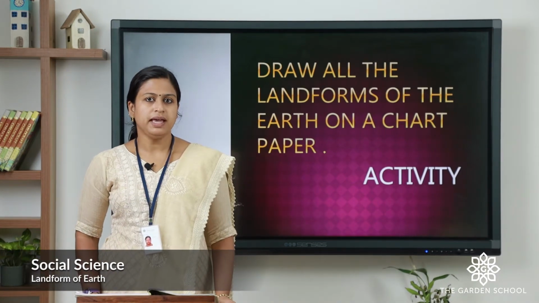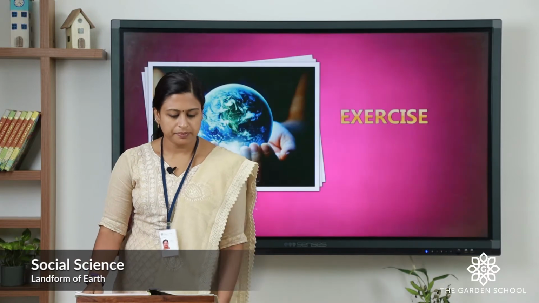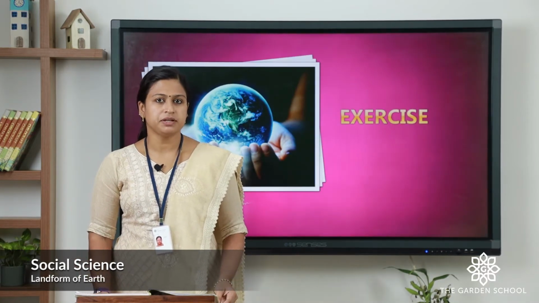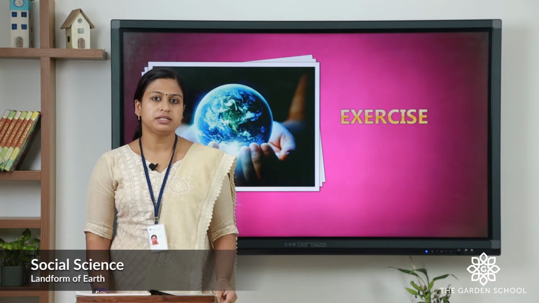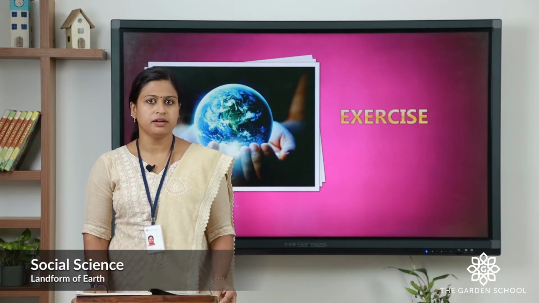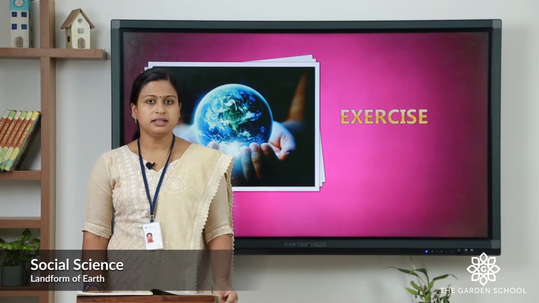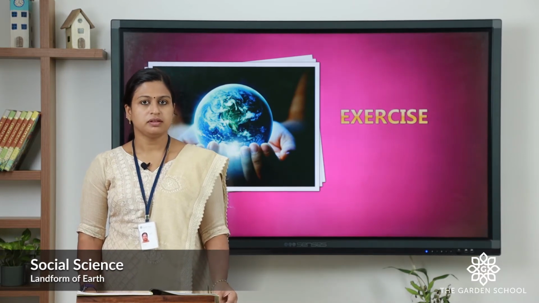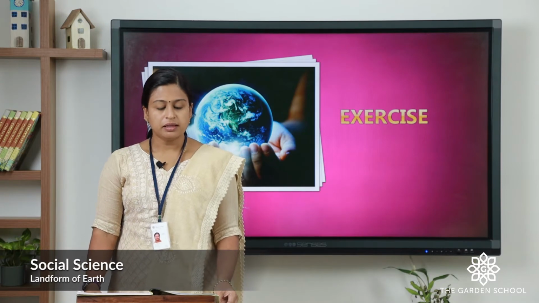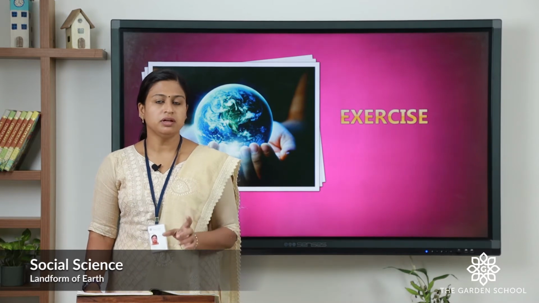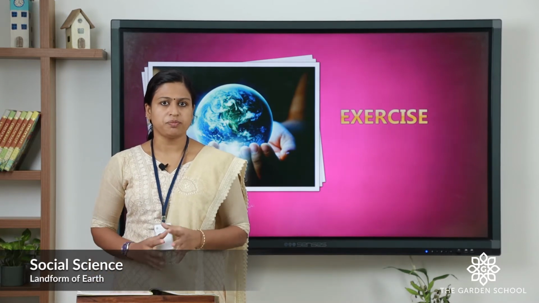Next, we'll do the exercise. Here in page number 16, you can see chapter checklist. You have to take the concepts which you have understood. Now the first exercise is tick the correct option. The first one is, the planet in our solar system that supports life is. You have to select the correct option.